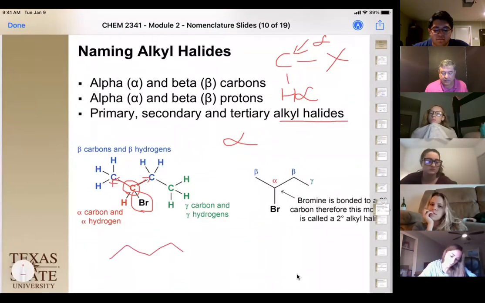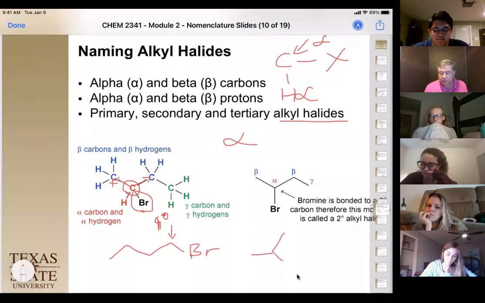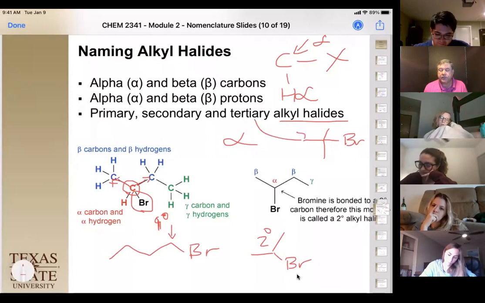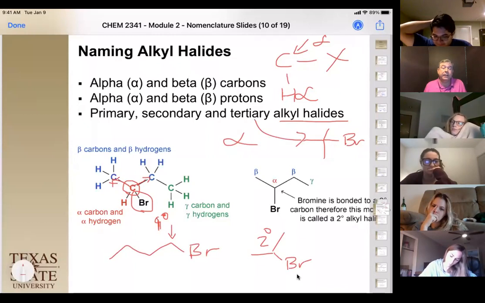So if we had the halogen, let's call it bromine here at the end, that is a primary halide because this is a primary carbon. If we have the halogen hooked to a secondary position, that's a secondary halide. Notice that this carbon is a secondary carbon. And if we have a tertiary carbon and we have a halogen attached to it, that becomes a tertiary halide. Primary halides, secondary halides, and tertiary halides all have different reactivity.